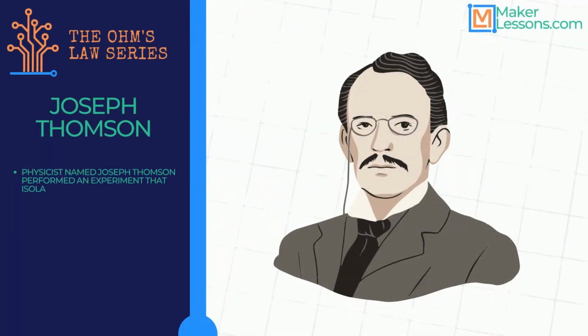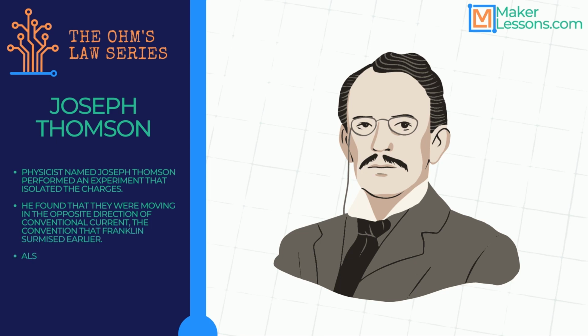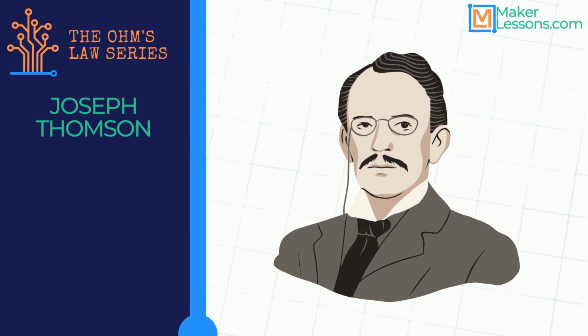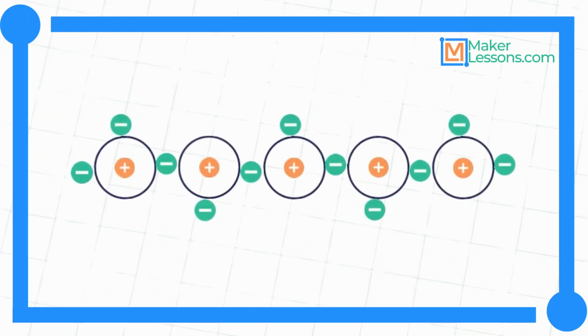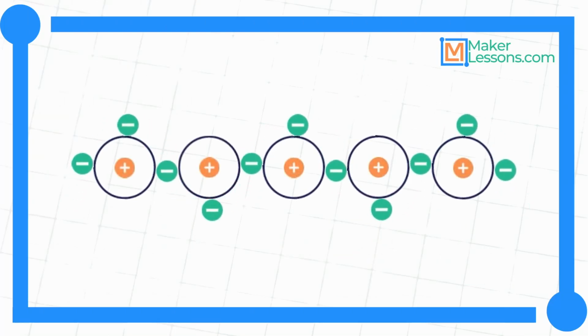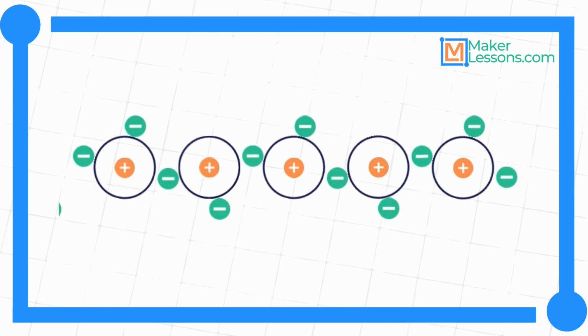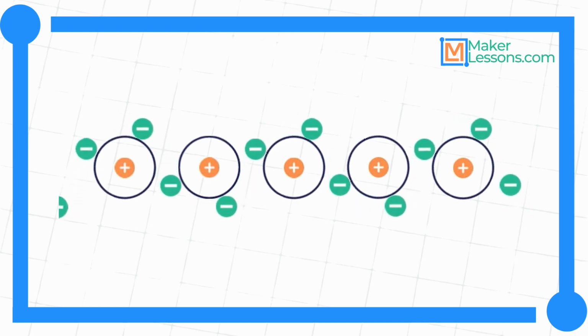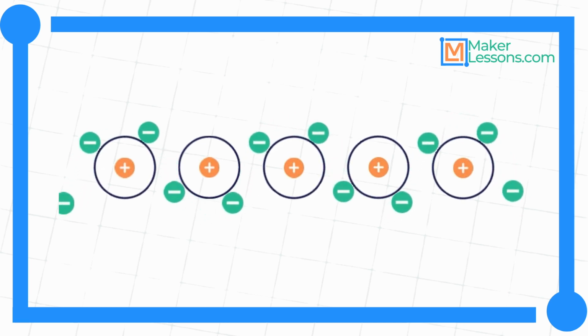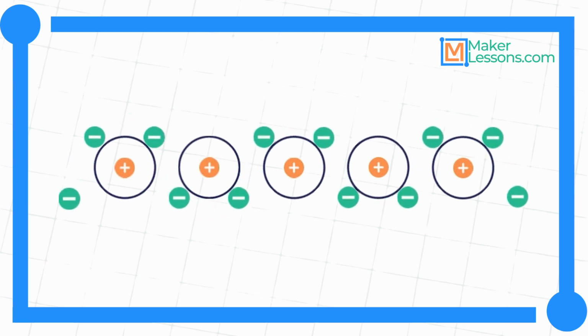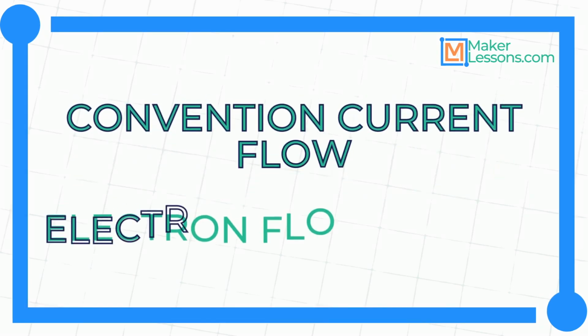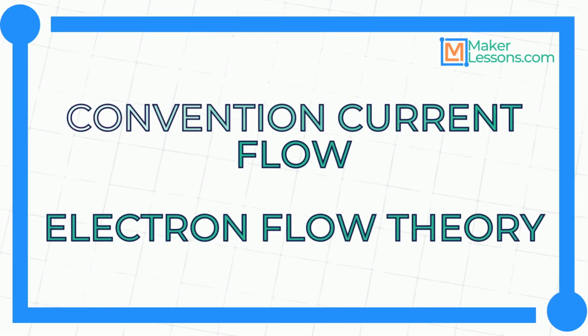Later, a physicist named Joseph Thomson performed an experiment that isolated these charges. He found that they were moving in the opposite direction of conventional current, the convention that Franklin surmised earlier. Also, we now know that the electrons are the charges free to move and the positive protons are not. This history led us to two different theories on how and in which direction these electrons flow. Conventional current flow or electron flow theory.